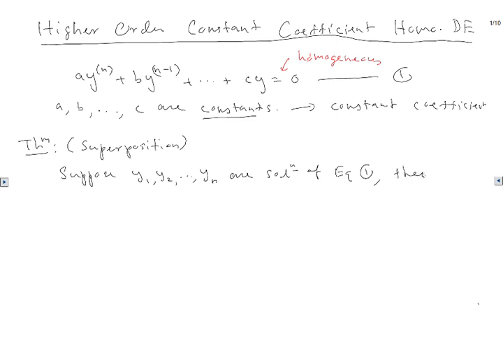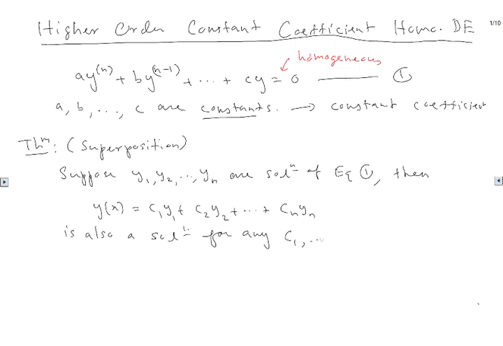then if you write a linear combination like that, y(x) equals c1 y1 plus c2 y2, like that, plus cn yn, it is also a solution for any, that's the important part, for any c1 through cn. So if you know solutions y1 through yn, a linear combination is also going to be a solution. Later, if those y1 through yn are linearly independent, we could talk about what linear independence means in a general case as well, then this is going to be the general solution.